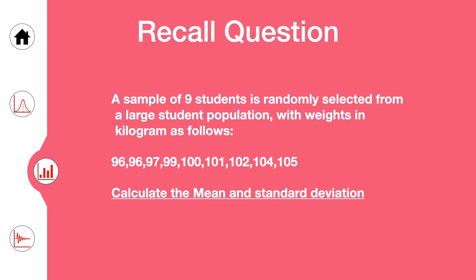So you can pause the video and try to do it with pen and paper. All right. So the answer for this question is the mean would be 100. The standard deviation would be 3.3. And if you got this wrong, you need to go back, see the equations, and try to do this again.